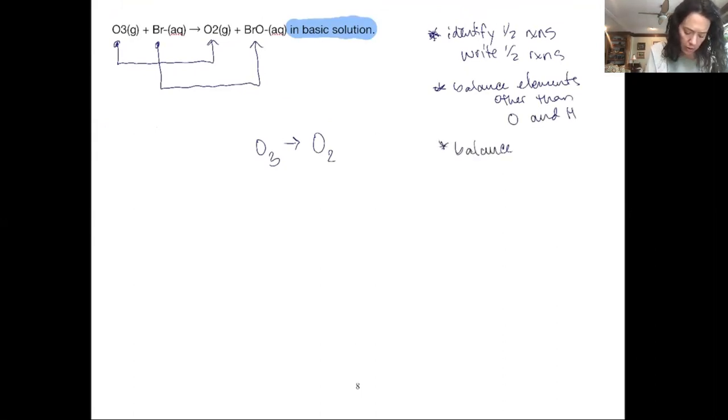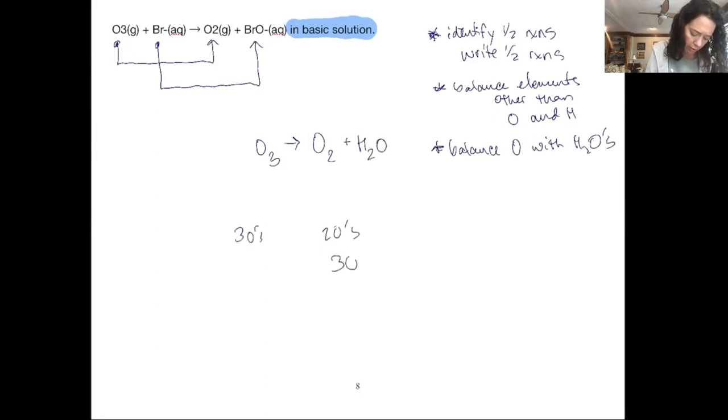Balance, let's see, charges. Nope, no, I'm sorry. God, I'm losing my mind. Balance oxygens by adding water, right? Balance O with waters. So over here, I have 2 O's. Over here, I have 3 O's. So I need a water over here so that I will also have 3 O's, okay? Each water gives me 1 O. And then remember, I'm going to balance H with H. So over here, I need 2 H's.